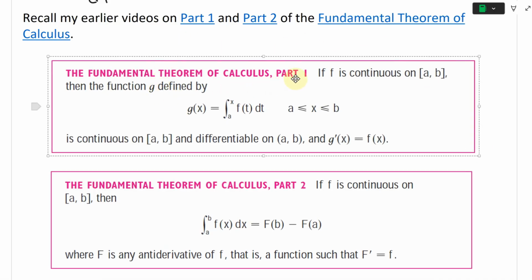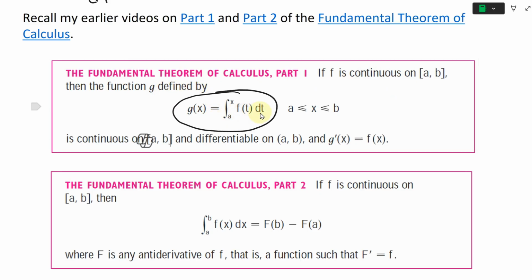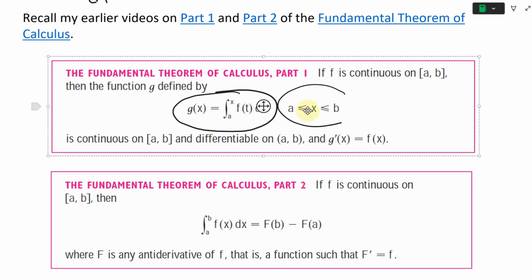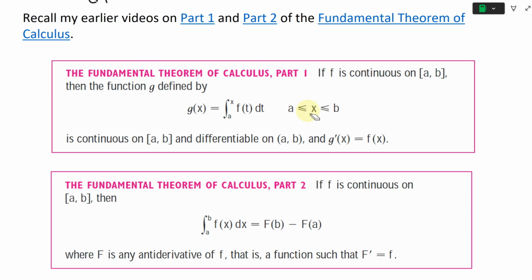The fundamental theorem of calculus part 1: if f is continuous on a and b, then the function g defined by g of x equal to the integral from a to x of f of t dt, where x is between a and b, is continuous on a and b and differentiable on a and b. Basically, the derivative of this is equal to f of t, now in terms of x, so g prime of x is equal to f of x. So in other words, that's what we get.